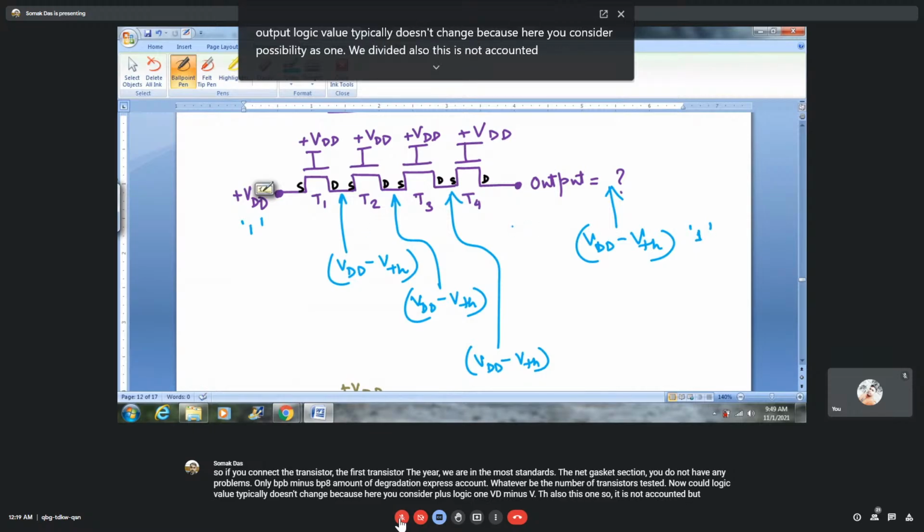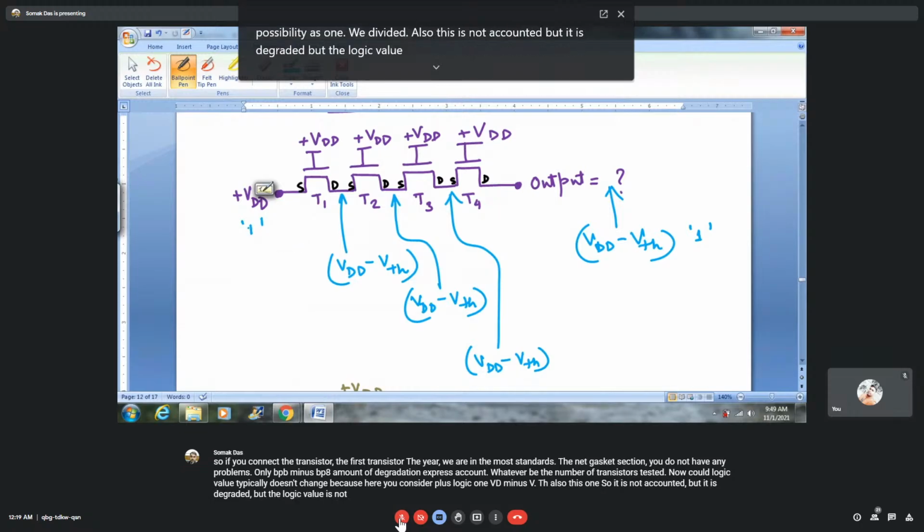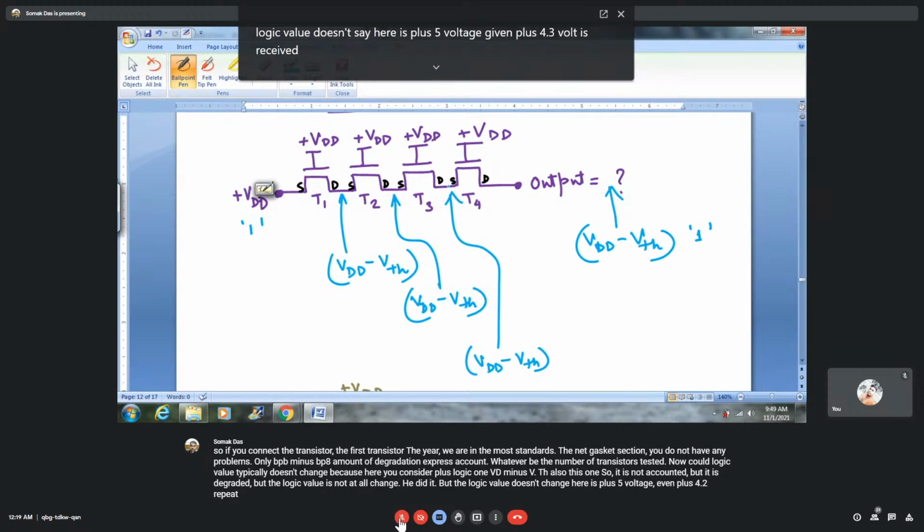Well, it is degraded, but the logic value doesn't change. Here +5 volt is given, +4.3 volt is received at the output. How many transistors you may connect in this fashion?